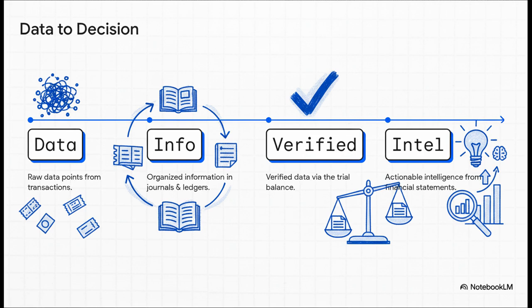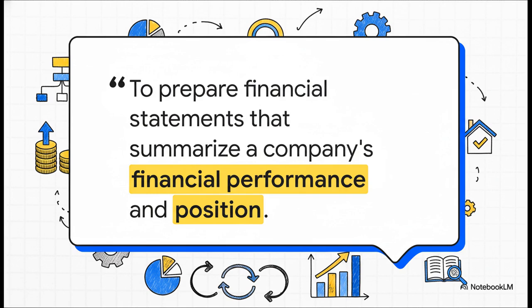Those are your transactions. The cycle organizes them into information in the journals and ledgers. Then, it verifies that information with the trial balance and adjustments. And finally, it transforms all of that into actionable intelligence in the form of your financial statements. That's the intelligence you use to make decisions. Ultimately, it all comes back to this simple, powerful idea. The entire process, every single one of these steps, is designed with one goal in mind: to produce clear, reliable summaries that tell you exactly how your company is performing and where it stands financially.